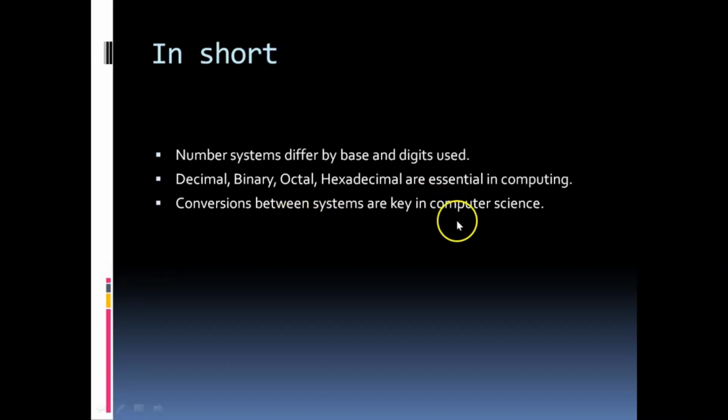Basically, now the conversions are possible in computer science where decimal to binary conversion is possible, binary to decimal is possible. So it has a method that is explained in your previous video. Now, number systems differ by their base and the digits that are used for each type of number system. These are the basic number systems that are being used.